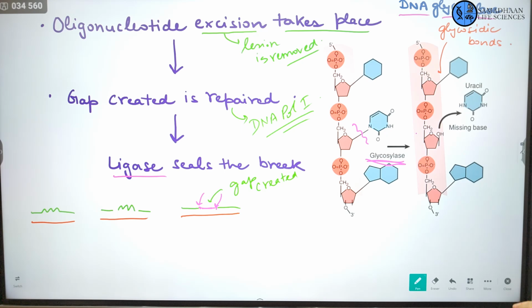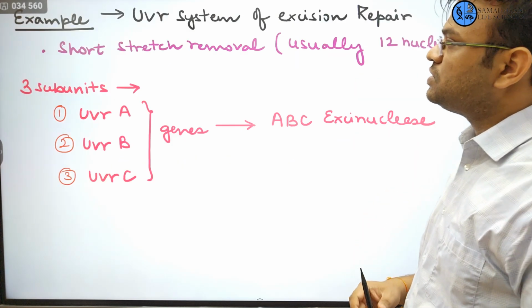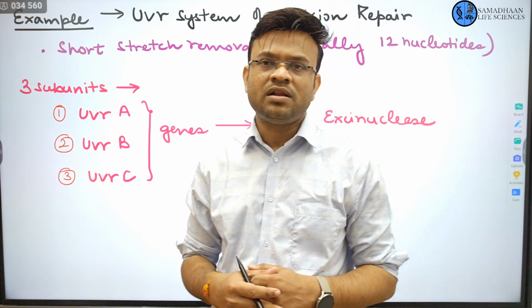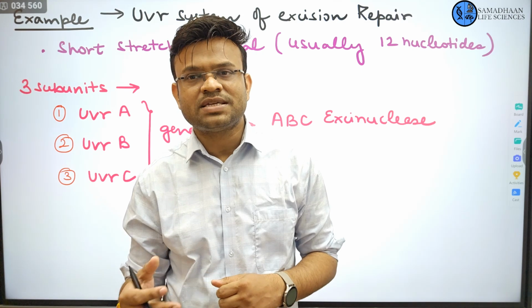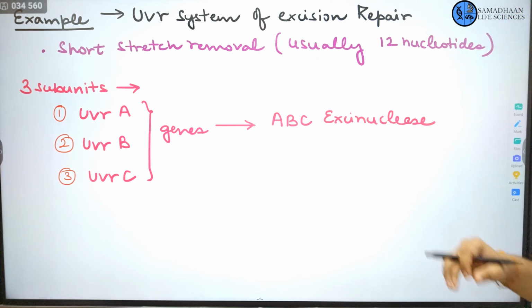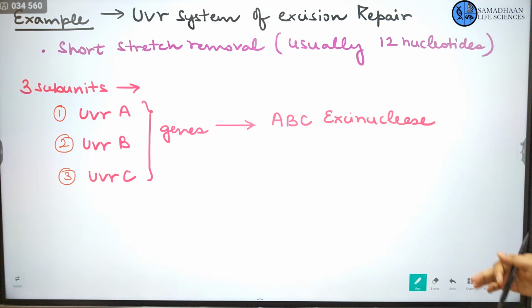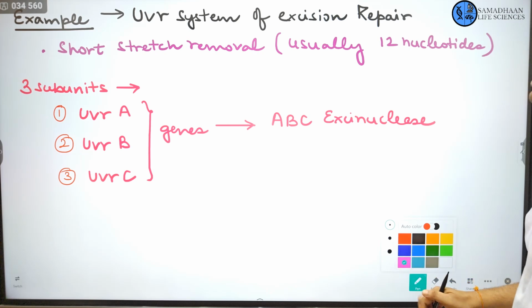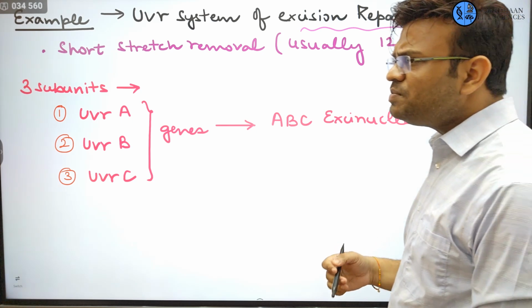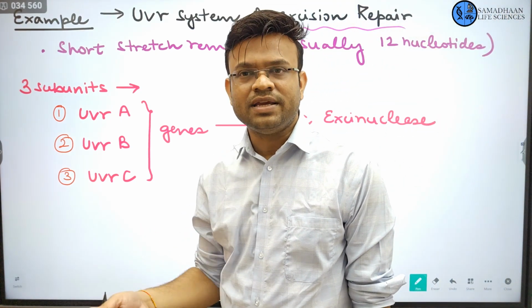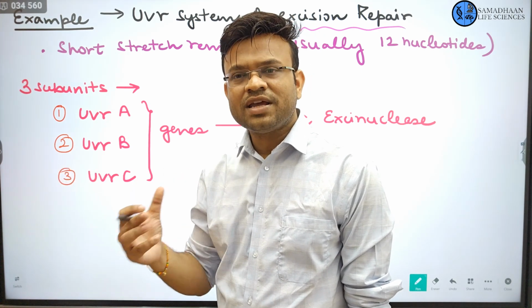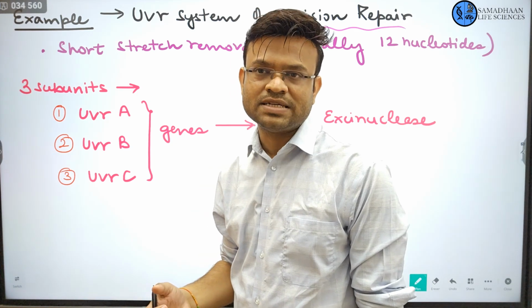Okay, so now let me move forward and discuss the next thing. The best studied model, or the best studied example, of nucleotide excision repair is the UVR system of excision repair. Remember, the UVR system is just an example of nucleotide excision repair. We would be studying this UVR system in detail in order to understand what enzymes are used over here, so that we can get a better understanding of nucleotide excision repair.